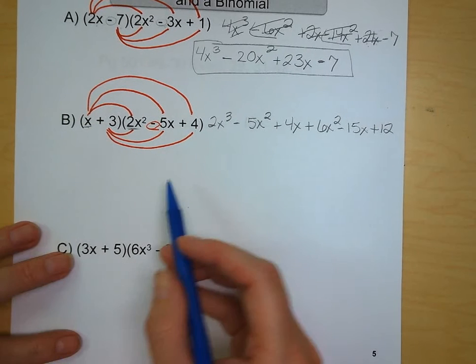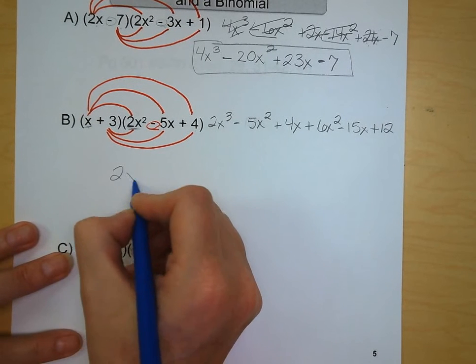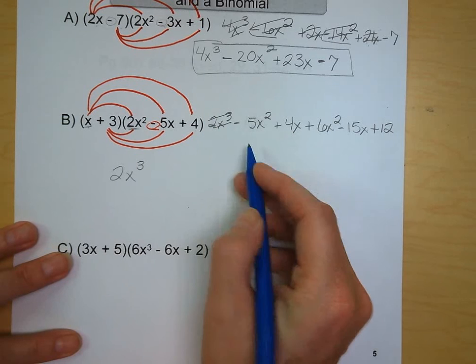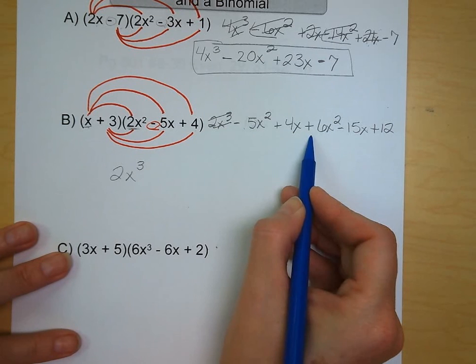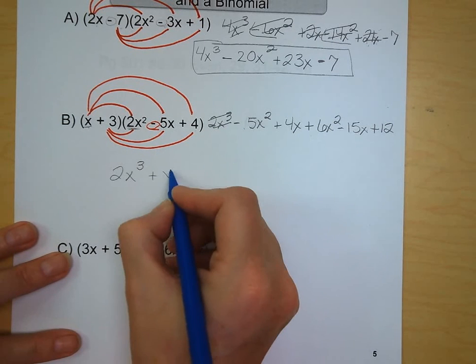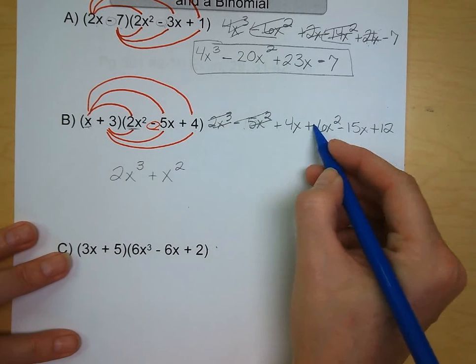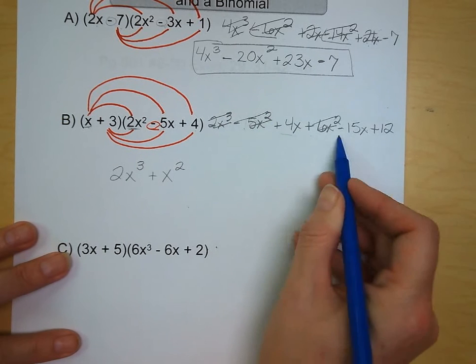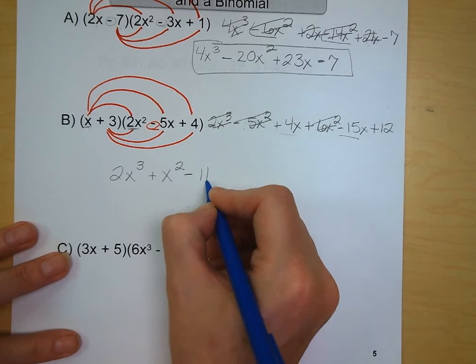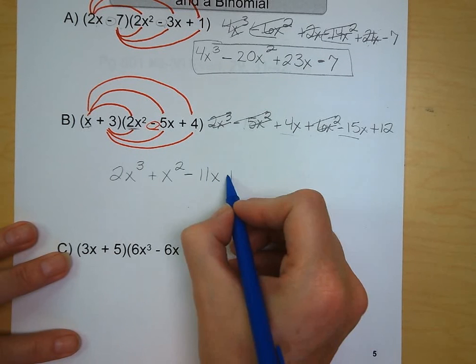Combine like terms and simplify. We have 2x to the third power. We have a negative 5x squared and a plus 6x squared, so we're going to have plus x squared. Plus 4x and minus 15x, so minus 11x plus 12.